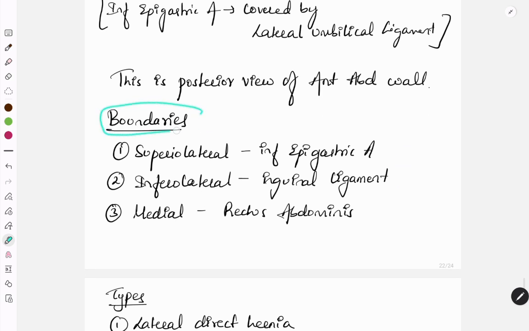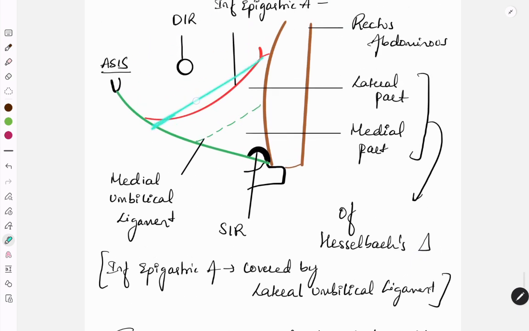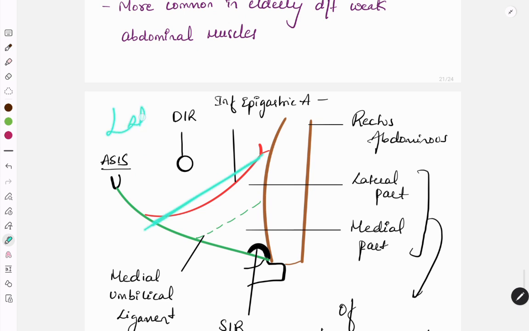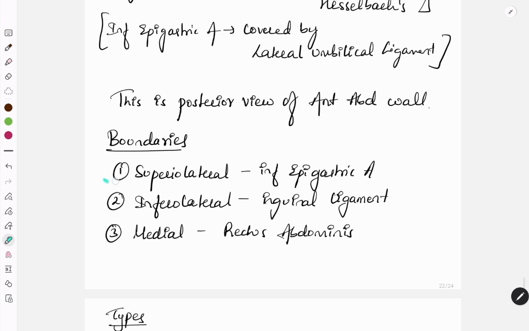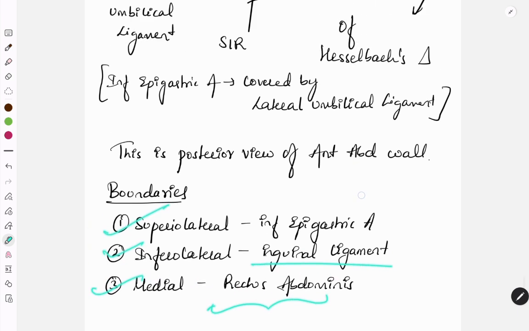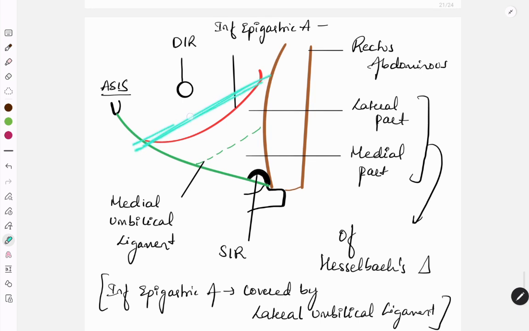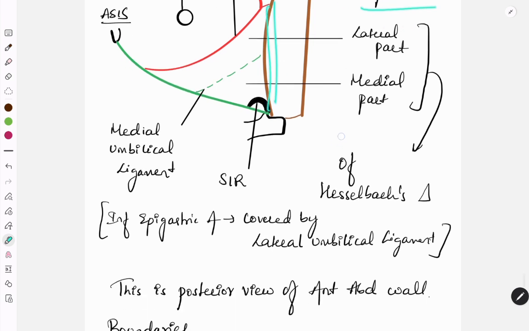So now the boundaries of the Hasselbalch triangle. Superior laterally, we have the inferior epigastric artery. This is the lateral side and this is the medial side. Inferior laterally we have the inguinal ligament, and medially we have the rectus abdominis.